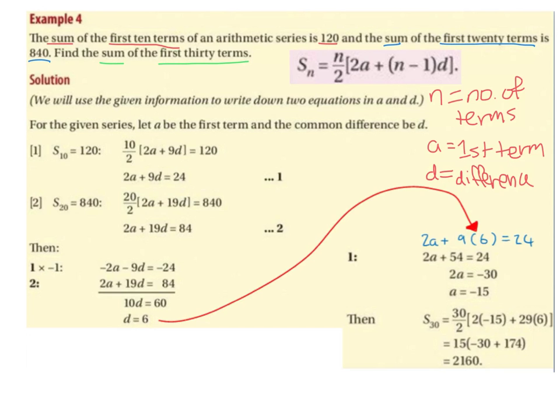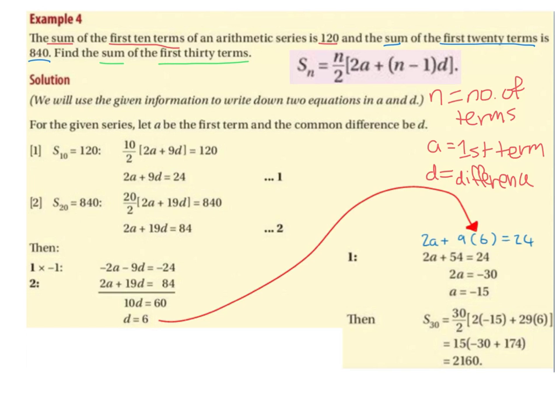Then I was told that the sum of the first 20 terms is 840. So I get S20 equals 840. Again, I sub into this formula. I swap the n for 20 because I've got S20. The 2a stays as it is. N minus 1 is going to be 20 minus 1, which is 19 times d, which is 19d. The d stays as it is. And that's equal to 840.